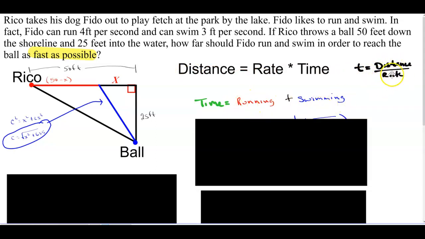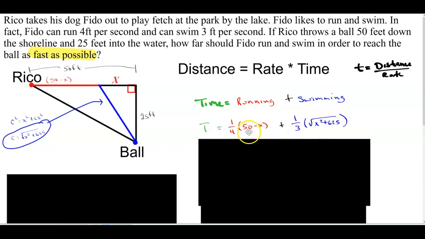Well, the rate that Fido is going to be running is 4 feet per second. So I'm just going to divide by 4, and then the swimming is 3 feet per second. So notice, what I'll do is I'll take the running length, and I'm going to multiply that by 1/4, because that's basically dividing by the rate of 4 feet per second. And I'm going to take the swimming equation, the length that Fido would swim, and we're going to times that by 1/3, or really just dividing it by 3. So here's my equation that I want to minimize. I want to find the derivative of it.